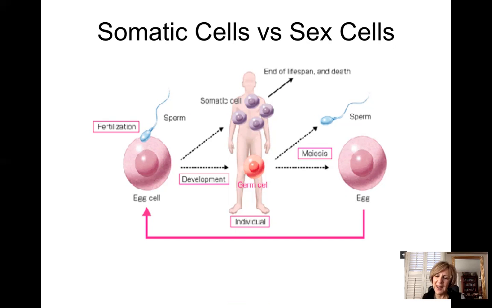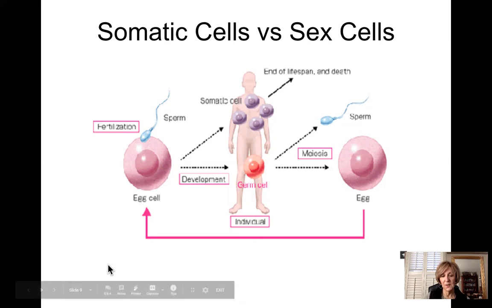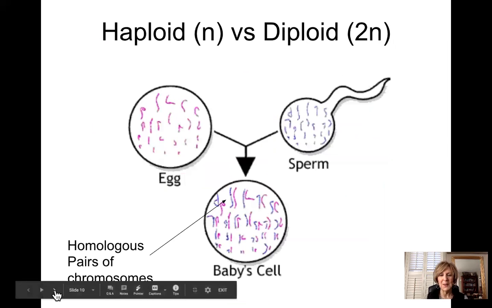But in our gonads, our ovaries and the testicles, we produce gametes, which are our sex cells. And that is the only place in a human body where meiosis occurs. So more on that in just a little bit.